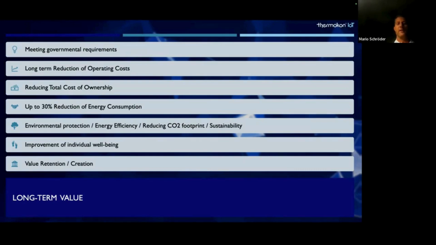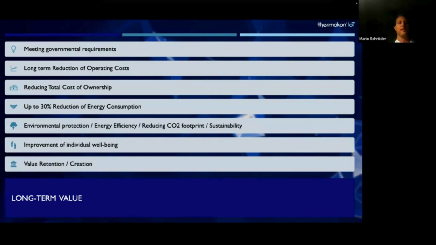And I also mentioned it earlier, so the improvement of individual well-being will occur. And the last point was that we increase the value of the building with modernization with IoT sensors. That was a really fast and brief overview of the LoRaWAN technology, how to use it in a hotel room, how to make the hotel room smarter and more energy efficient.